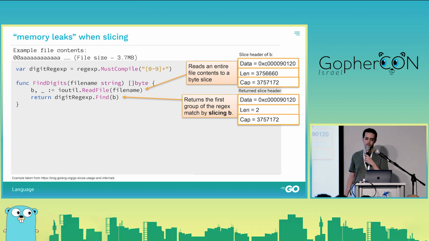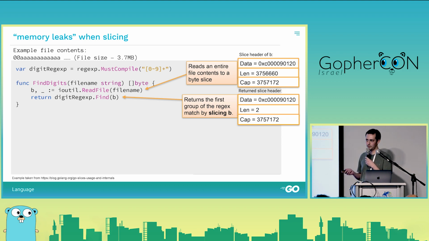And length is now 2, because it only returns the first 2 zeros that we have in our file. And the cap is also as the previous slice header. Now, what happened here? Our previous slice was sliced again by the find method. We still use the same backing array of the slice, which holds the file contents, but the new slice length only covers the first 2 bytes of the array.